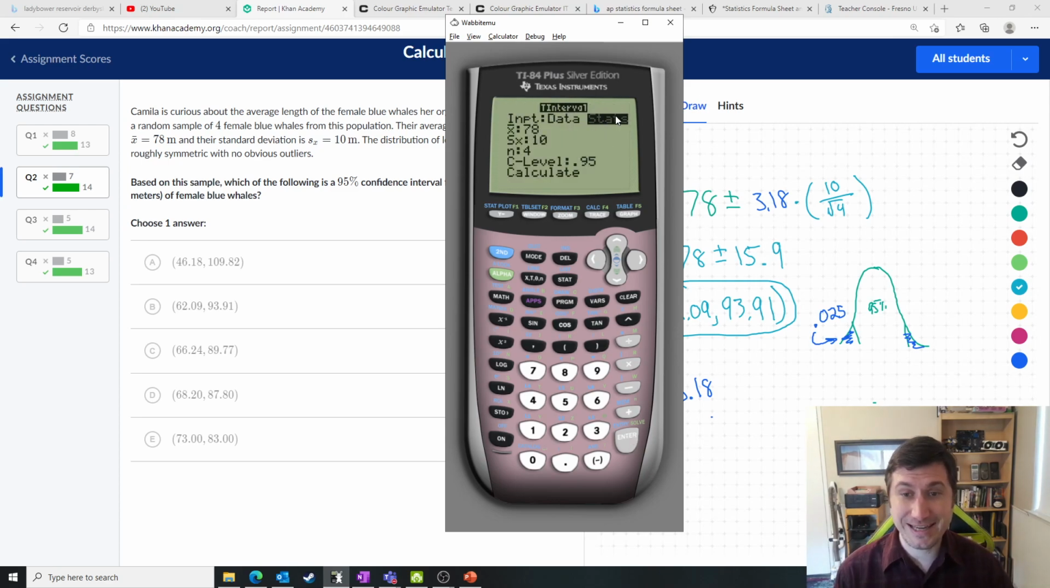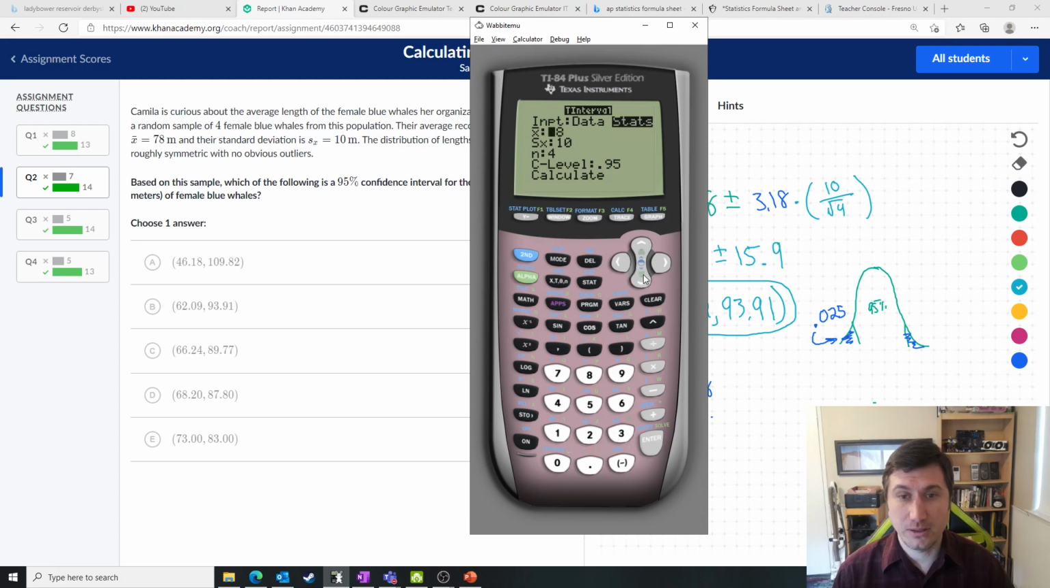Go over to stats at the top. And that way you can just plug in everything the problem gives you. The average, the standard deviation, the sample size. And so it will calculate the t-star, all that stuff for us, right? And then the confidence level. And then you hit calculate. Enter, enter, enter, enter, enter. And it gives it to you.